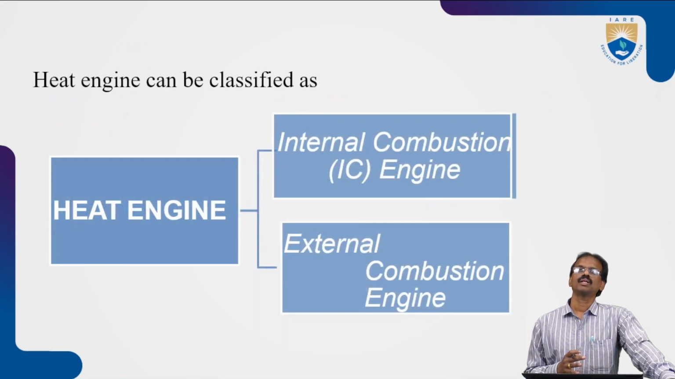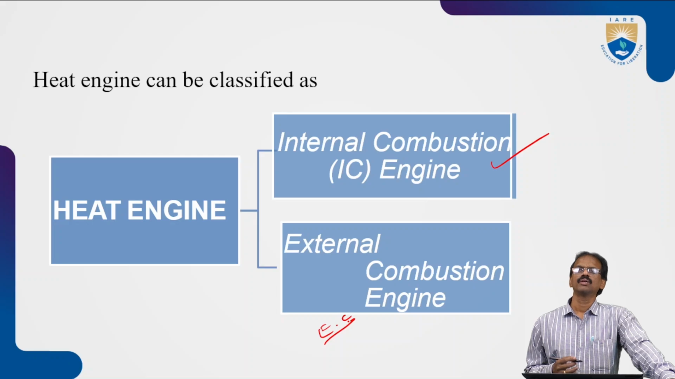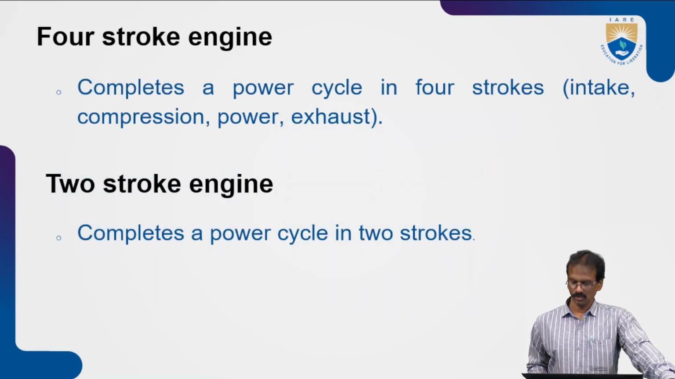We already discussed in the previous class that there are two types of heat engines. One is the internal combustion engine, simply called IC engine, and the other is the external combustion engine, simply called EC engine. Previously, external combustion engines were widely used. After that, internal combustion engines replaced the external combustion engines.